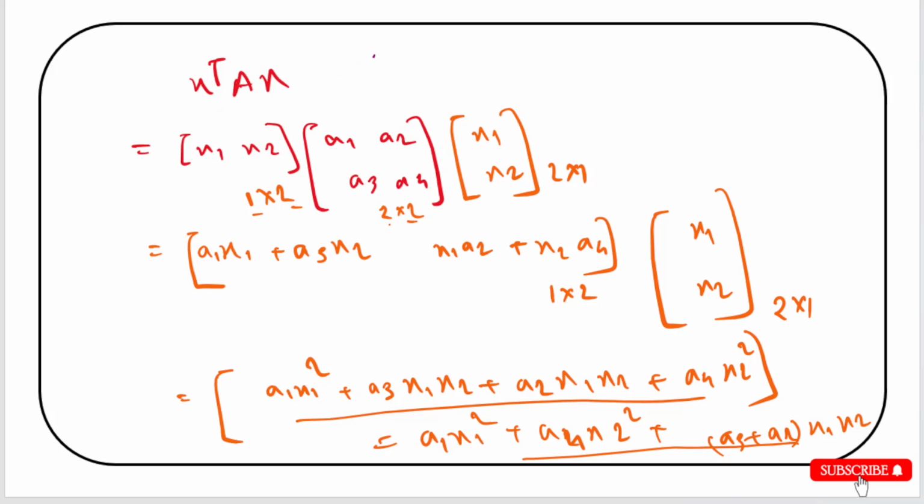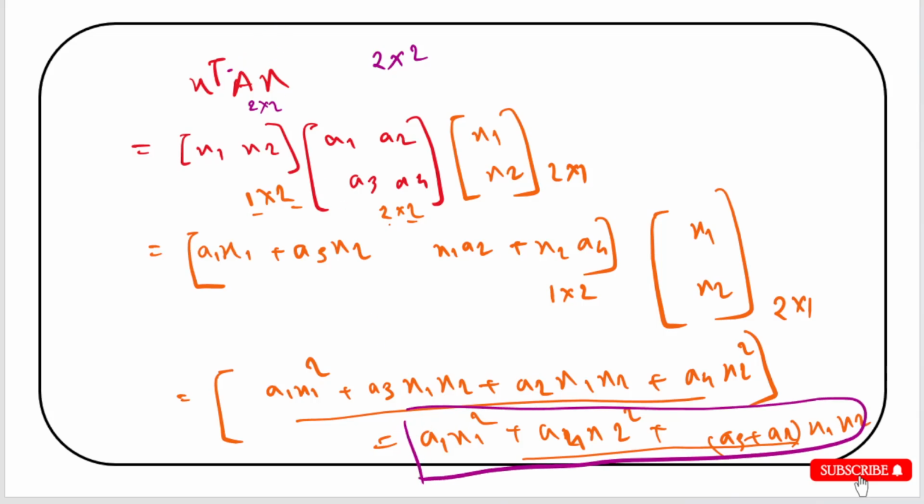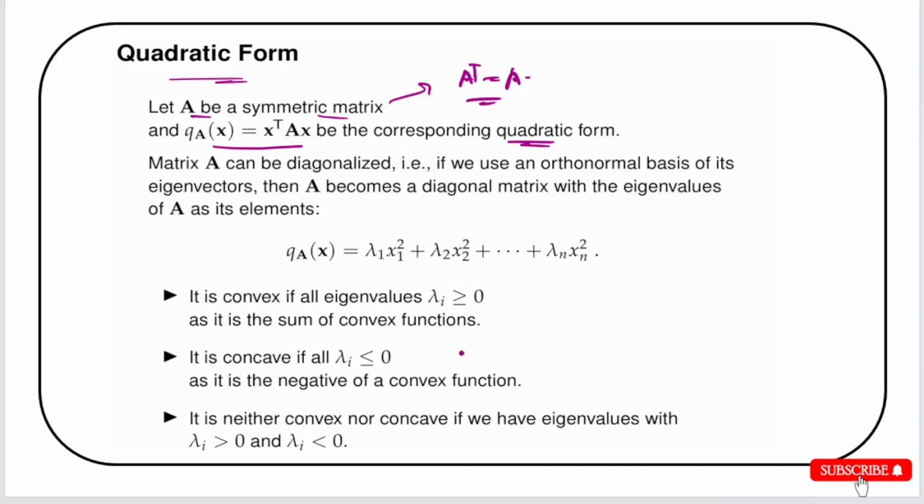Suppose you are dealing with a 2 cross 2 matrix. A is 2 cross 2. So you can find out in this way what will be the quadratic form. X1, X2, you have the 2 cross 2 matrix A here, and this. If you simplify, this will be your quadratic form in terms of X1 and X2. So this is basically the quadratic form associated with matrix A, right?